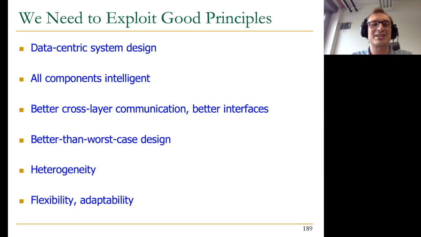So these are some good principles, in my opinion, that could be very useful in system design, data-centric systems, making all components as intelligent as they need to be. I think many components today are completely dumb. Storage units, for example, memory units, interconnects, they cannot do computation. They don't even know what's going on with the data, right? They're just dumb. You just ask them, give me the data, and they give you the data. That's it. So I think we can do much better than that.